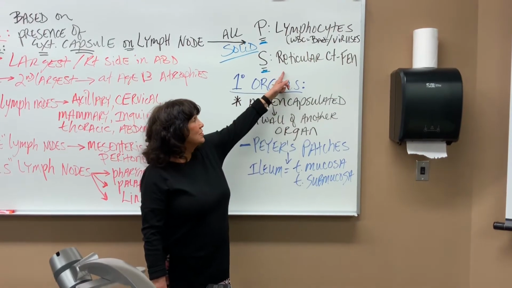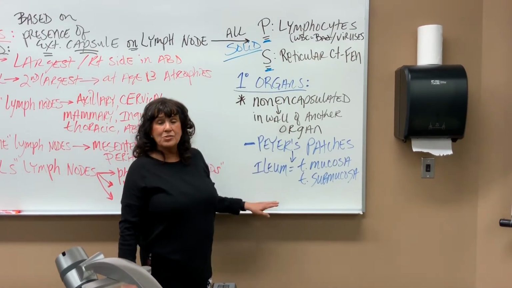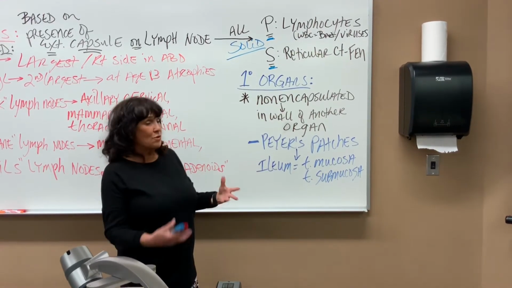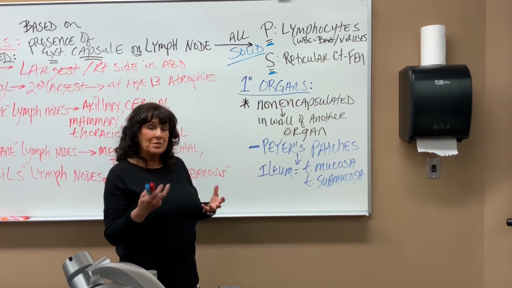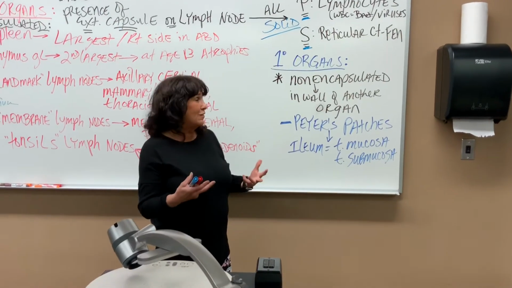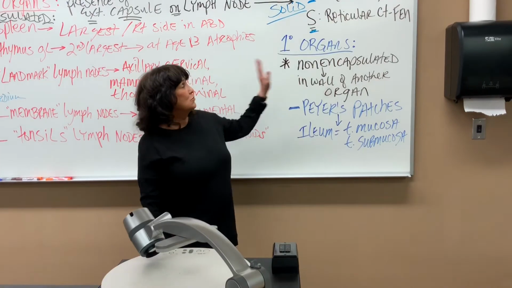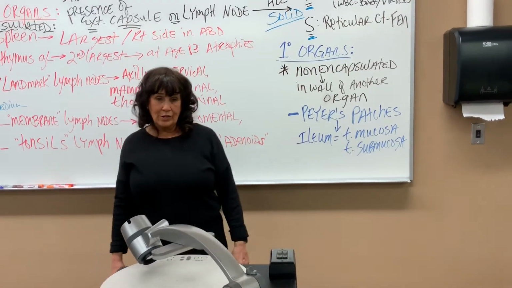And remember, reticular CT has 3 fibers in it: collagen, elastic, and reticular. That makes it very strong and stretchy, so that when your lymph nodes do swell, when they're actively fighting diseases, it gives them good support, right? So those are our primary organs.